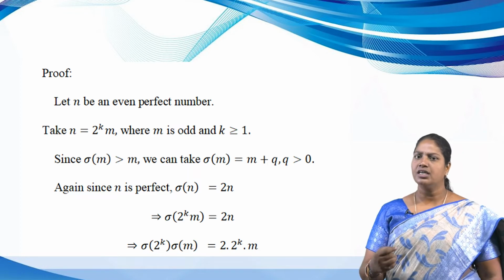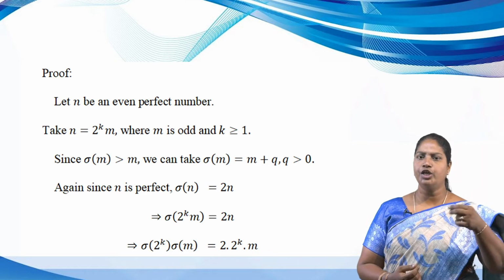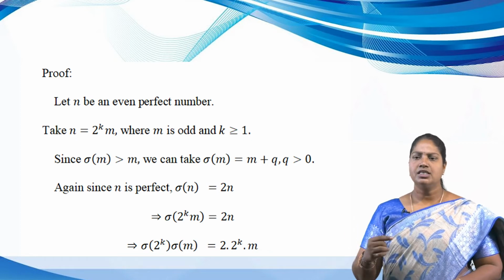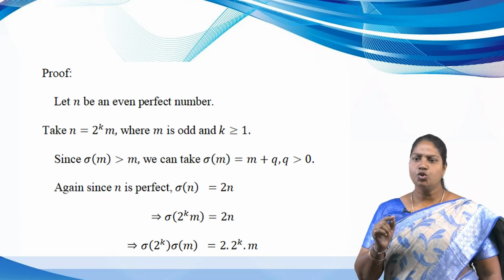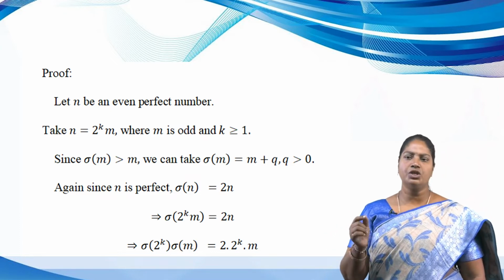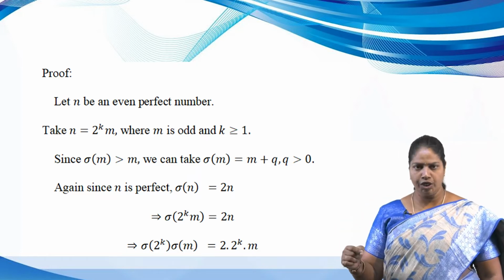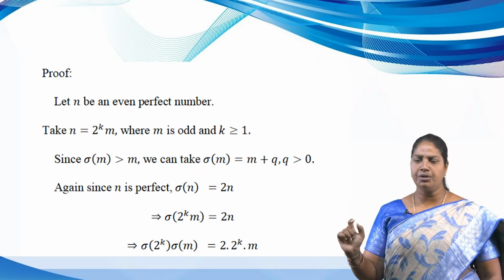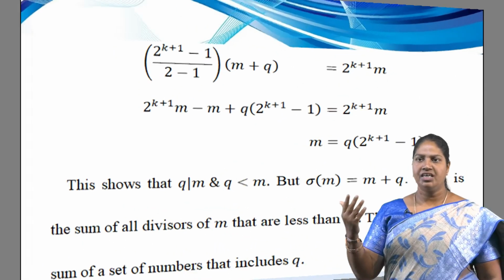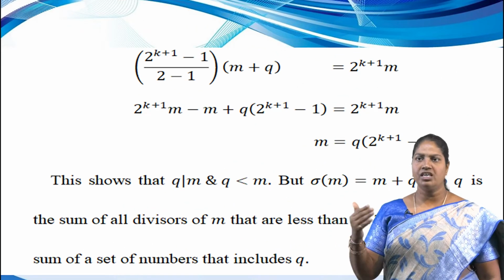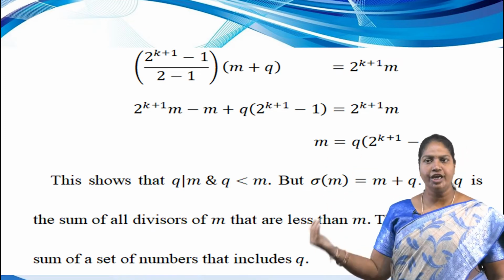Now we are using the definition of perfect number. Since n is perfect, sigma of n is nothing but 2n. So now we replace n by 2 power k into m. So sigma of 2 power k into m is equal to 2 into n. Since 2 power k and m are relatively prime, it can be written as sigma of 2 power k into sigma of m, which is equal to 2 into, in the place of n, 2 power k into m. So now we get 2 power k plus 1 minus 1 divided by 2 minus 1 into m plus q, which is nothing but 2 power k plus 1 into m.